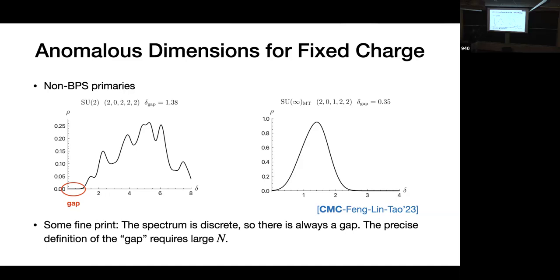Sorry, but the bulk calculation is for infinite n? Right, the bulk is for infinite n. But you only see the gap for SU2. Yeah, I mean, there is some fine print. I will talk about that.